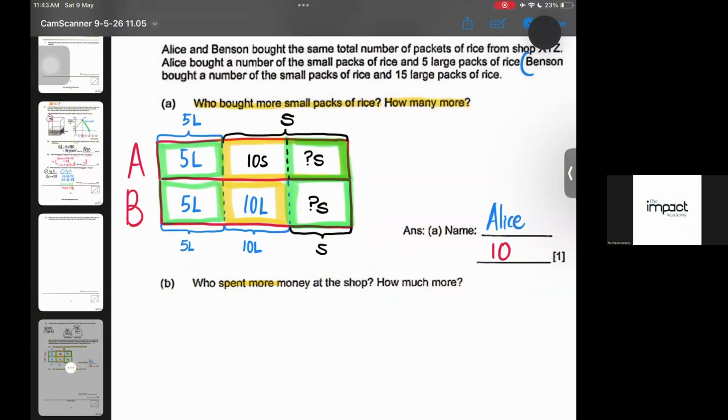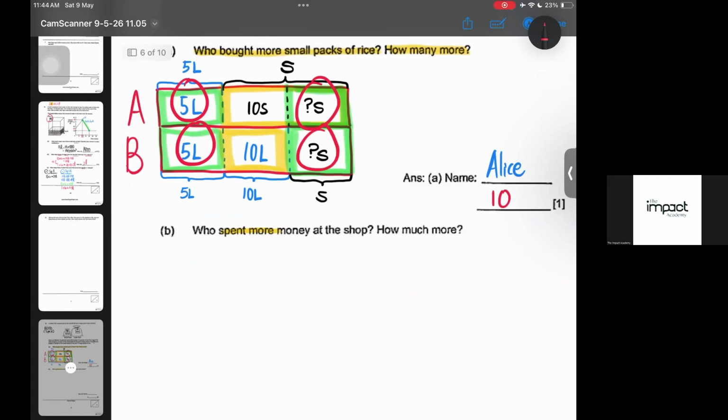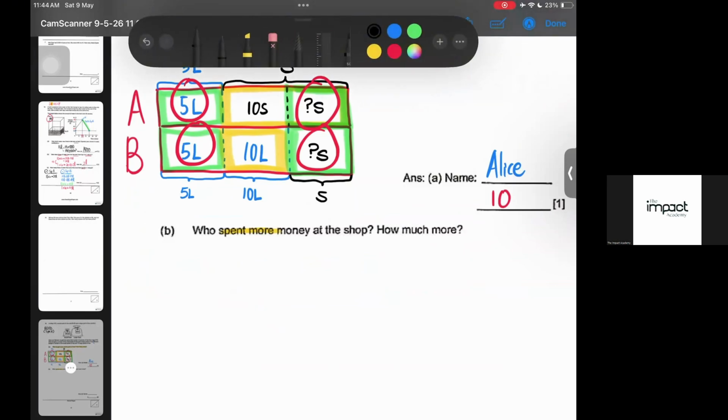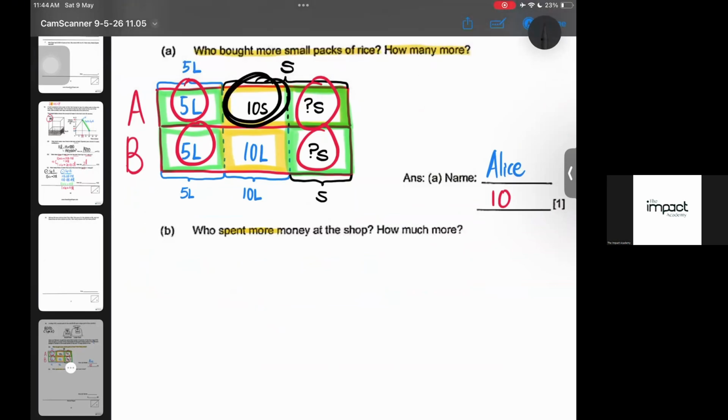But Alice and Benson went to the same shop, right? Then you see, if it's 5 large and 5 large, you think the price is different? It cannot be different, right? I know over here it says question mark small, but don't worry, they are the same number. Isn't it true that the price will be the same? The only difference is the one that I'm going to now circle in black, which is this one over here and this one over here.